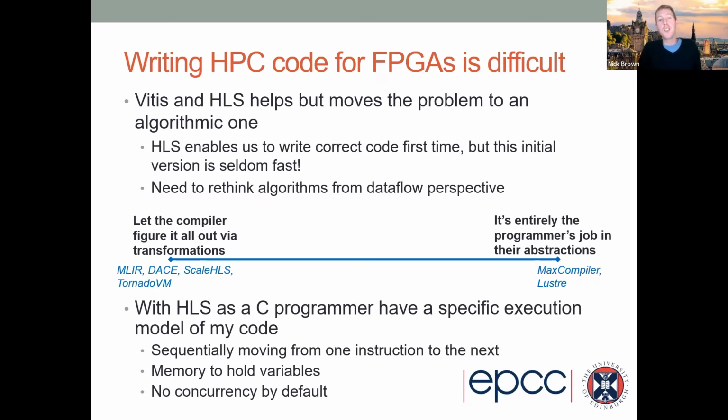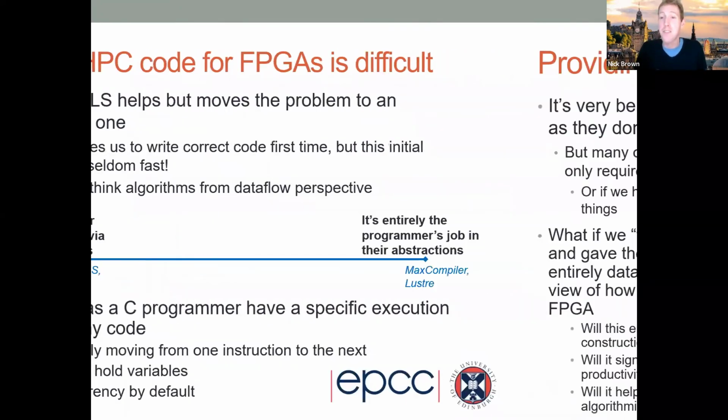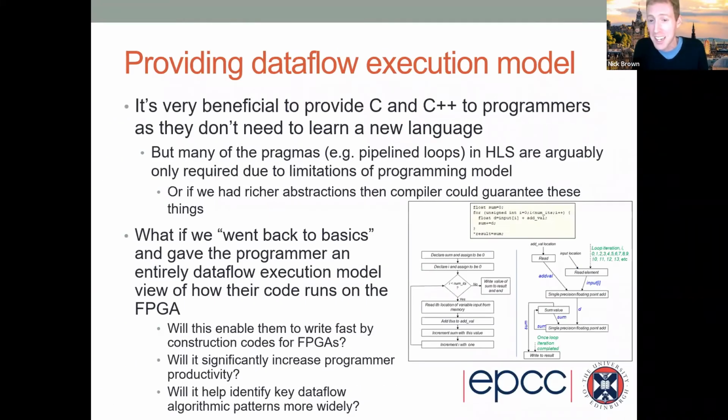Because if you're writing your code in C or C++ with HLS, obviously your execution model of the code, coming very much from the von Neumann side of things, is a million miles away from how it's actually executing on the FPGA. You're probably thinking about this flow chart, about storing data with variables, and obviously on the FPGA, it's spread out across the logic. And this is a real pain with these two different views of things.